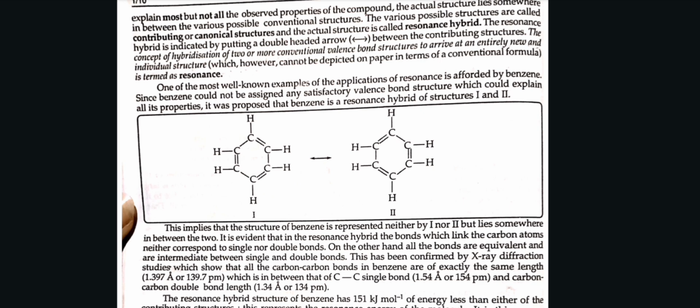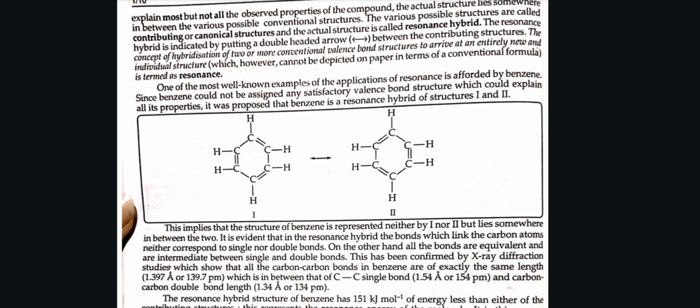It was proposed that benzene is a resonance hybrid of structures 1 and 2, which is shown below in the diagram. So this implies that the structure of benzene is represented neither by the first nor the second but lies somewhere in between the two. It is evident that in the resonance hybrid the bonds which link the carbon atoms correspond neither to single nor double bonds. On the other hand, all the bonds are equivalent and are intermediate between single and double bonds.